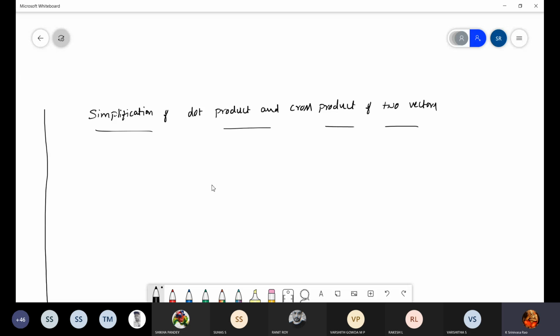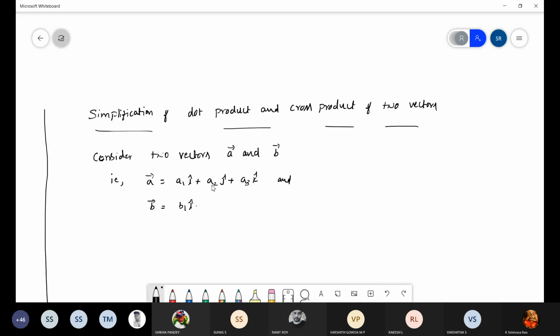Consider two vectors A and B. That is, vector A equals A1 i cap plus A2 j cap plus A3 k cap, and vector B equals B1 i cap plus B2 j cap plus B3 k cap.